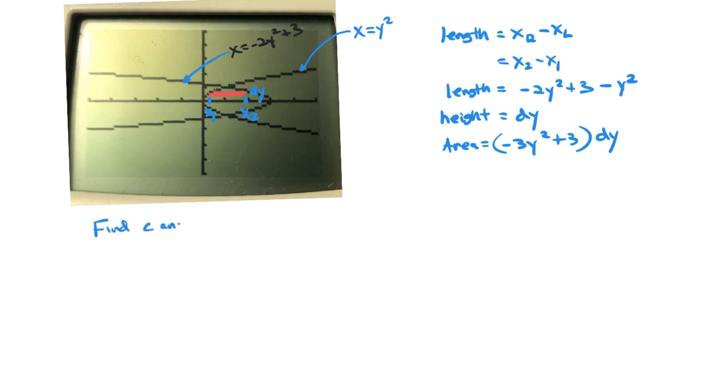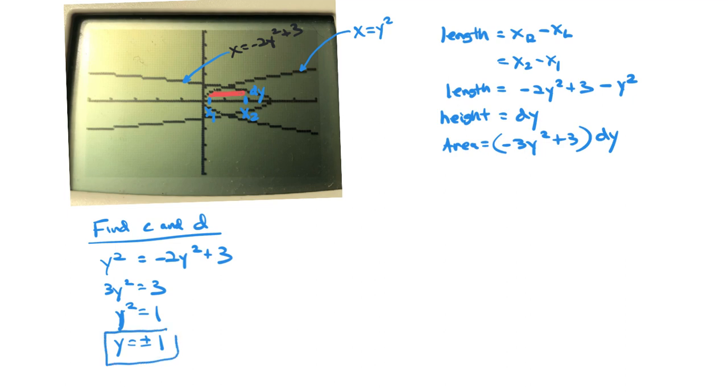Find C and D, and once again, we just have to set these equal to each other and solve, right? So we're going to say, where is y squared the same as negative 2y squared plus 3? Well, I could add 2y squared to both sides, and I get 3y squared equals 3, or y squared equals 1. And then, of course, take the square root of both sides, and you'll get y equals plus and minus 1. They're not always going to be plus and minus 1, just in case you're wondering, but we get plus and minus 1 again.